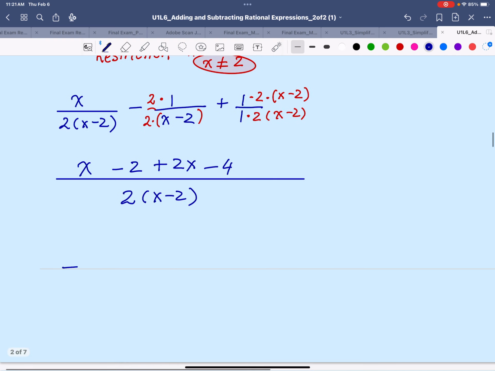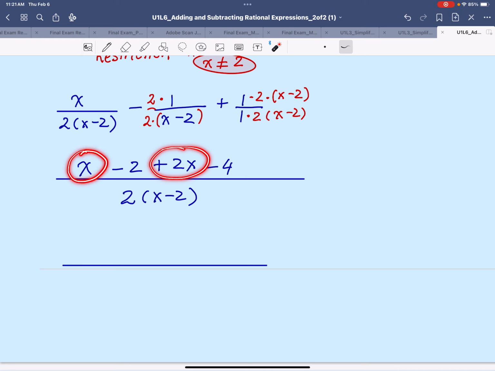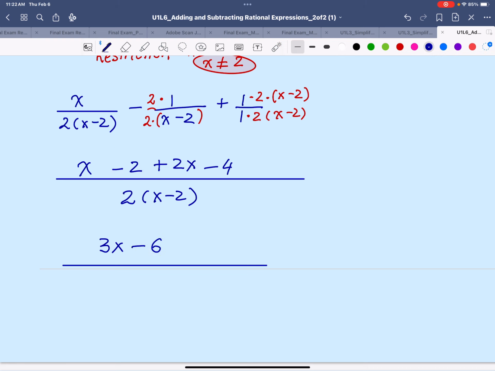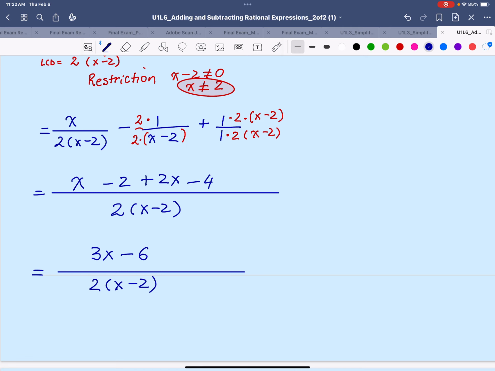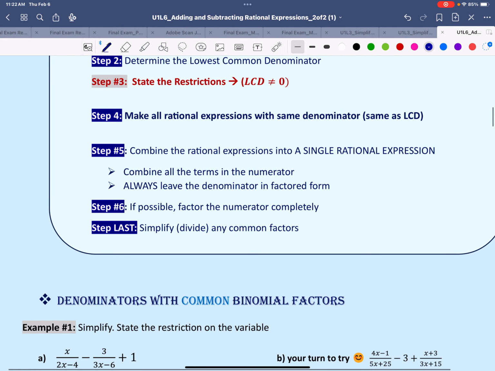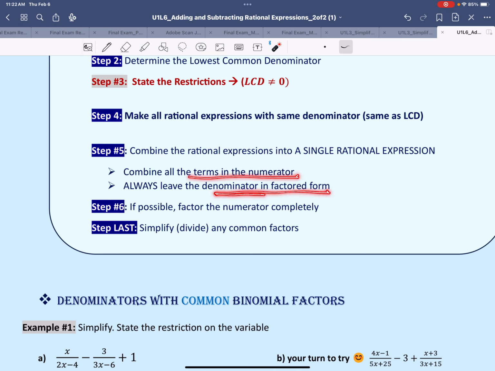Next, we will want to simplify the numerator. So as you can see here, we have 2x plus 1x. That would be equal to 3x. And negative 2 plus negative 4 would be equal to negative 6 over 2 times x minus 2. So far, we have brought the expression into the most simplified form, meaning that everything is in one single rational expression. Let's take a look at what steps else we have to do. So we combined all the rational expressions into single rational expressions, all terms in the numerator, and the denominator in factor form. So we did this.